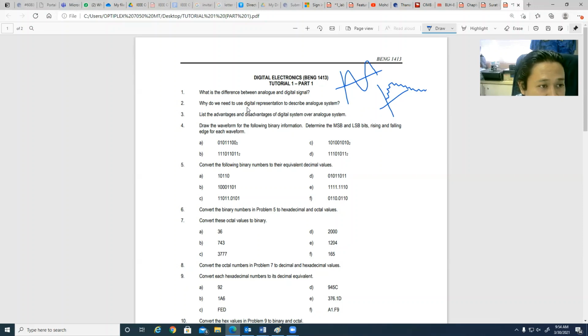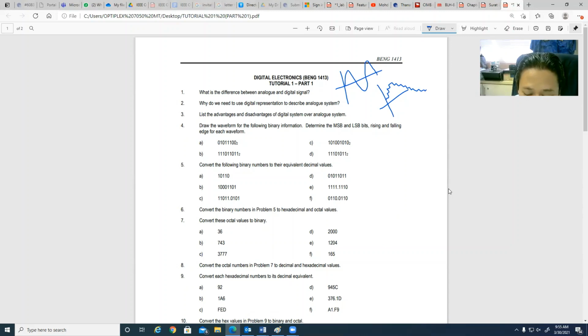All right. So second question: why do we need to use the digital representation to describe the analog system? This one also can refer to the textbook. It is easier, I think this is the advantage of digital, to represent the analog information in digital signals when we want the computer and electronic machine to interpret, communicate, store and manipulate the analog information. You can refer to the textbook or the slide.